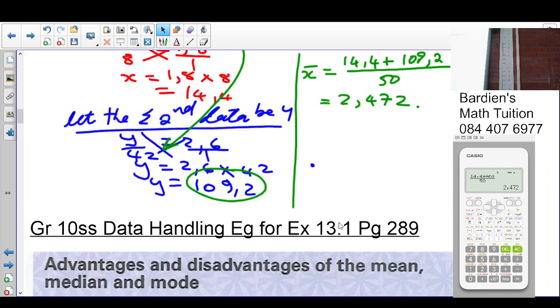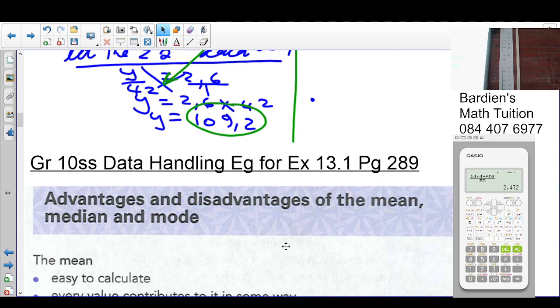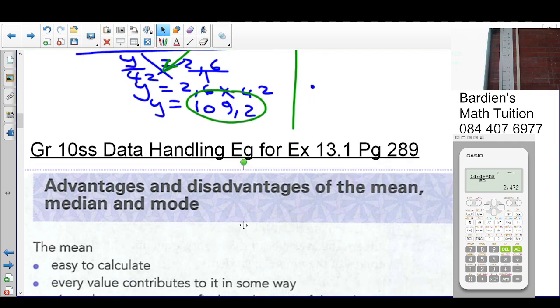So tomorrow we're going to look at advantages and disadvantages of the mean, median, and mode. So for homework, I would like you guys to do exercise 13.1 out of your textbook, the odd numbers. So you do number 1, 3, 5, 7, and 9. You guys can start with it now. If you have any issues, you can bring it to me. Let's stop the video at this point as well.